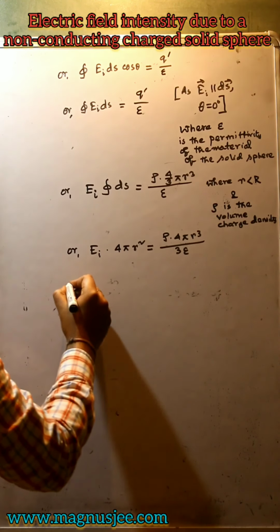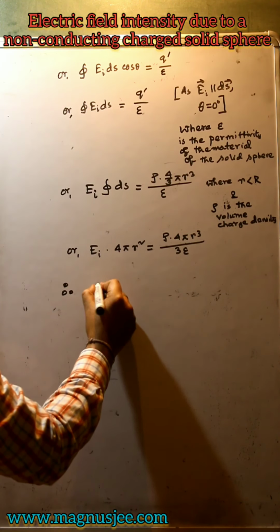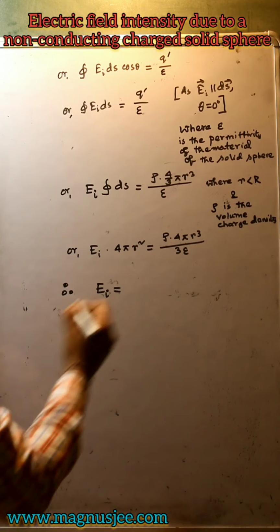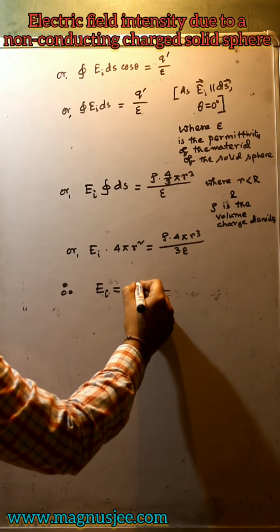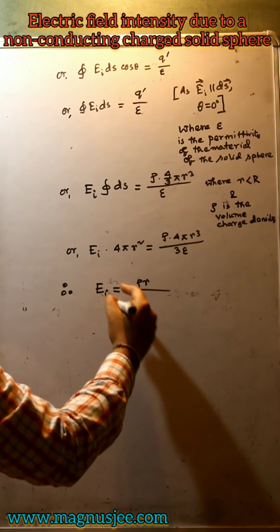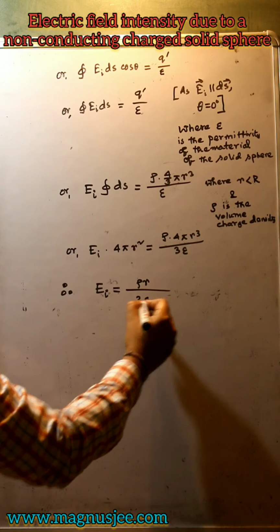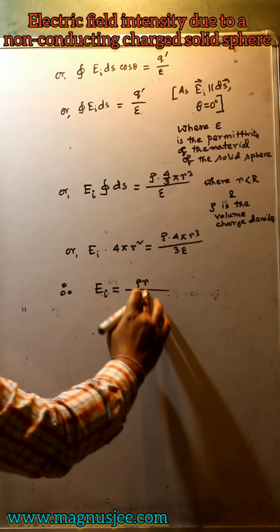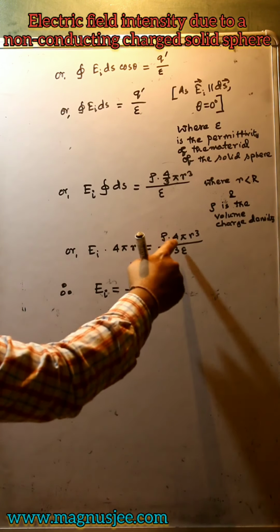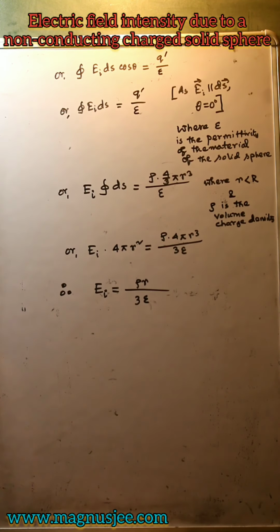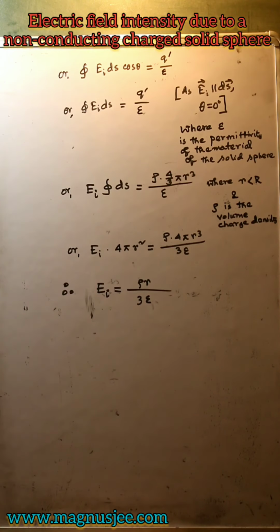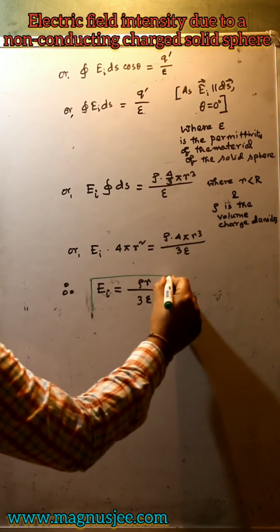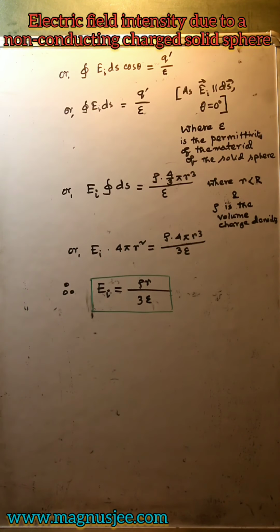So finally we get the expression of field intensity at a point inside a non-conducting charged solid sphere: rho small r, 4 pi will cancel out, divided by 3 epsilon. So this is the electric field intensity at a point inside the charged solid sphere. This is a formula we have to memorize.